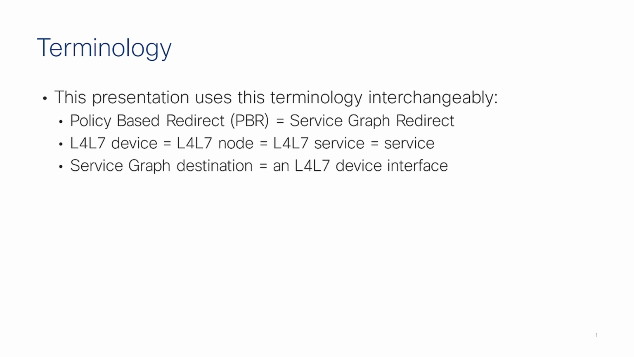So this is leveraging the ability of ACI to rewrite the destination MAC and put traffic on a different bridge domain than the one where the source and destination are.